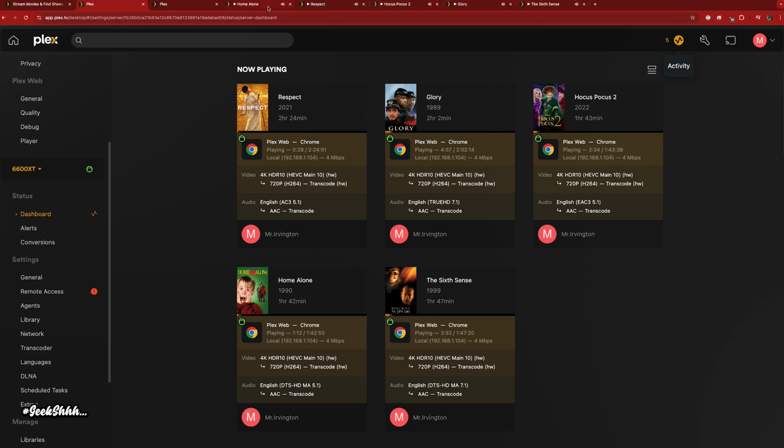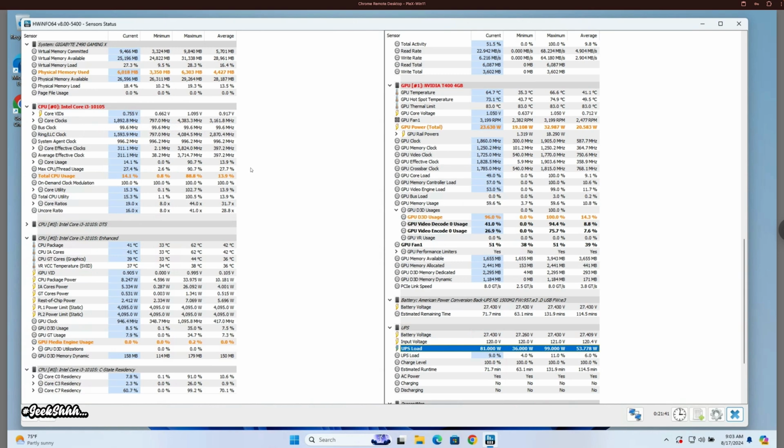Make sure you pay attention to these sound icons. If one goes away, you know that's it. So let's check back in with the system.